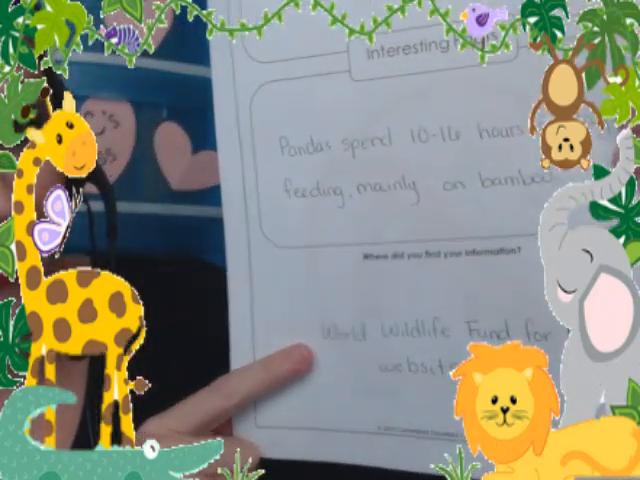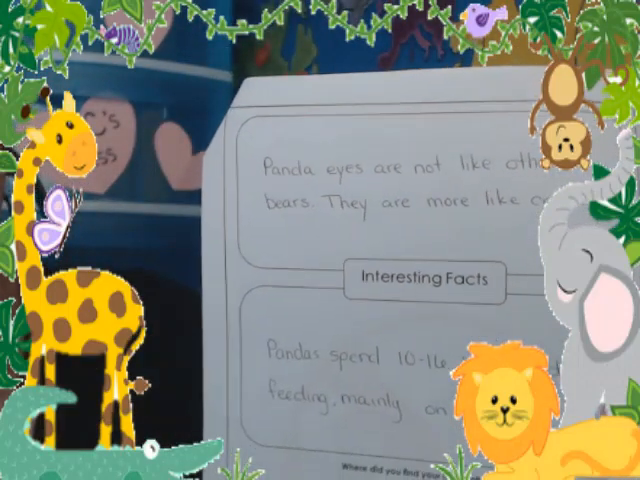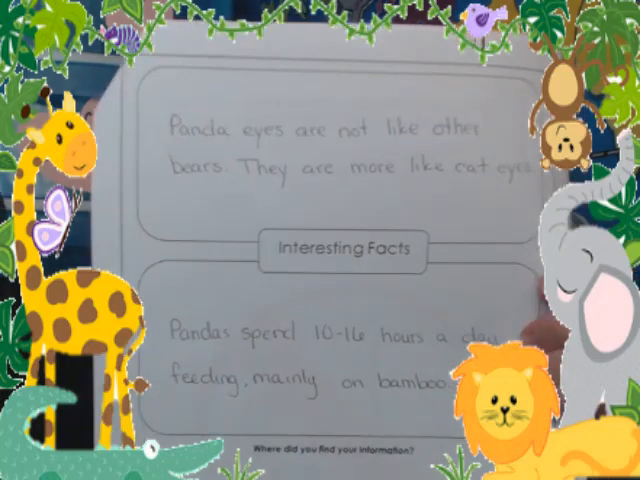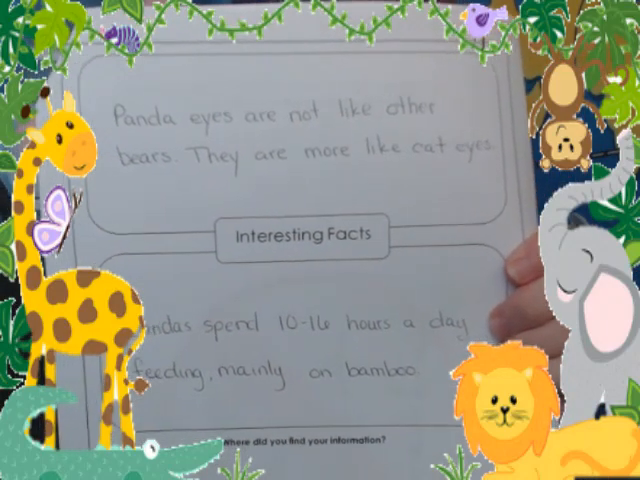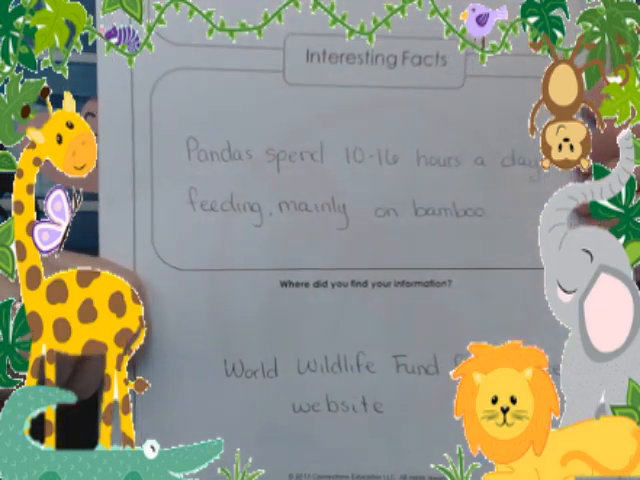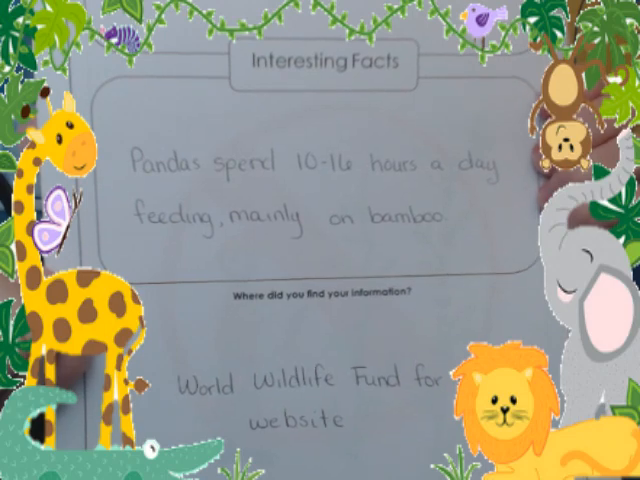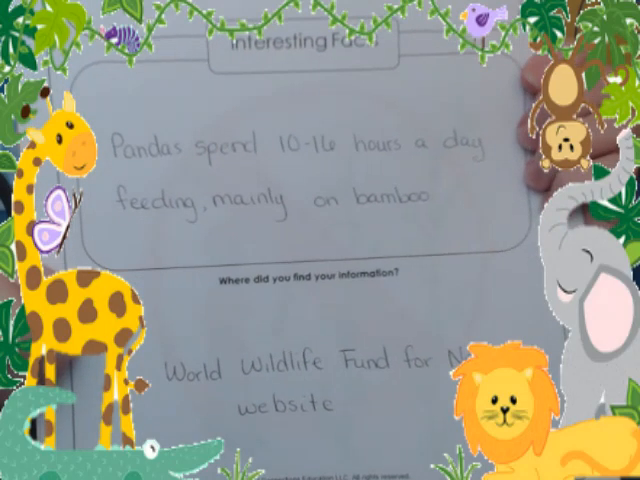Okay, our next page wants interesting facts, 2 interesting facts about your chosen animal. So I looked on the internet. It wants to know where we find the information too. So I found it on the internet. I looked up interesting facts about pandas and found out that panda eyes are not like other bears. They are more like cat eyes. And I also found out pandas spend 10 to 16 hours a day feeding. That means eating, right? Mainly on bamboo.